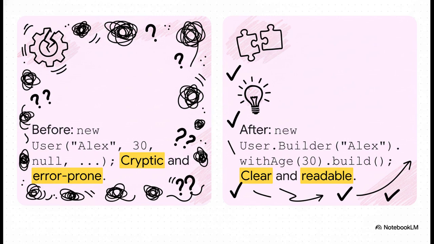And here we go. This is the big aha moment. On the left, you have that cryptic mess. Which null is which? Is that a bug waiting to happen? You bet it is. On the right, you have a clear, self-documenting story. It tells you exactly what it's doing. There's zero confusion. The leap forward in clarity and safety is just massive.